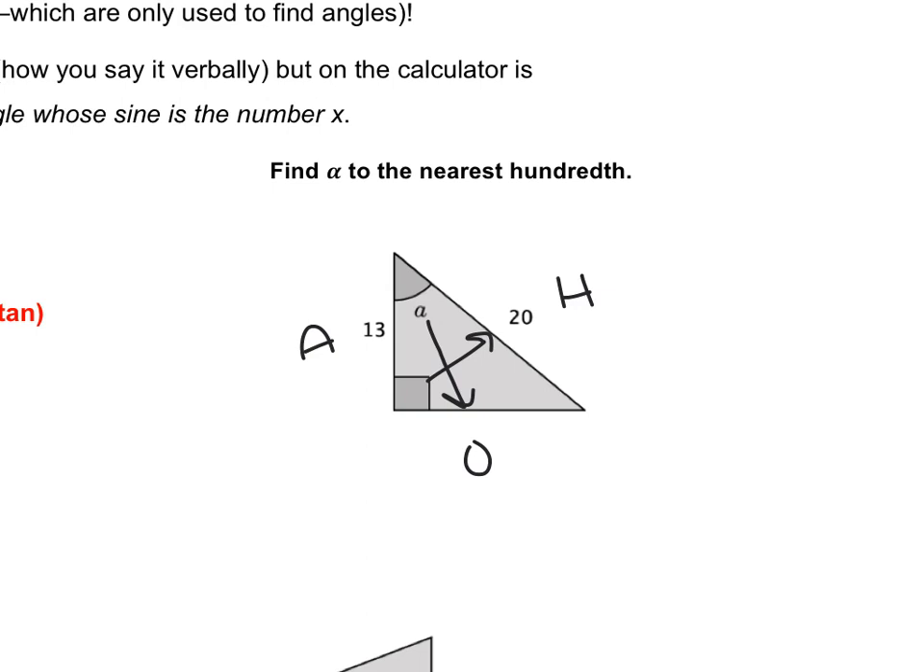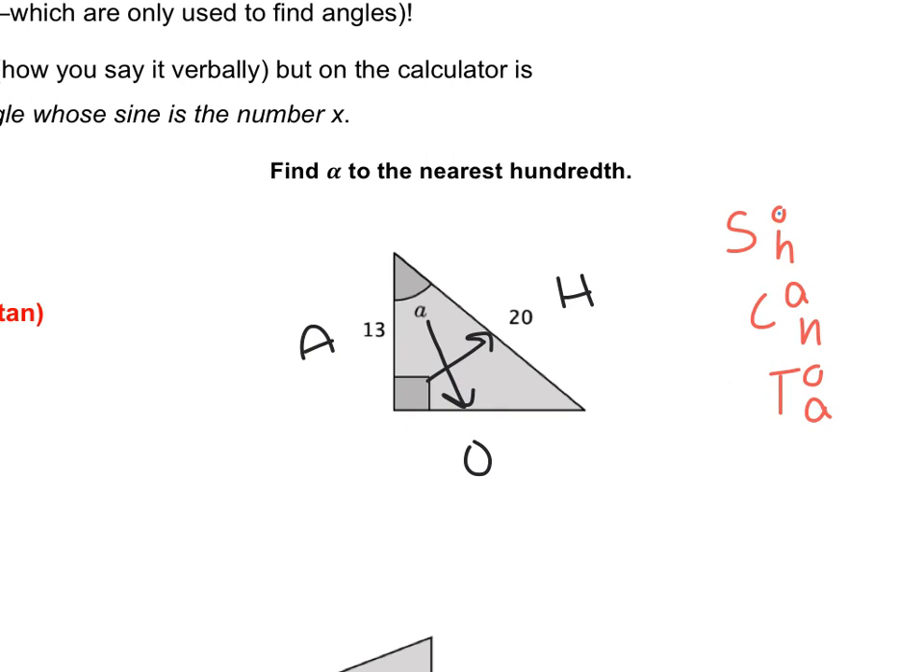So what I like to do when I want to figure out whether I'm doing sine, cosine, or tangent is I always go to the side of my paper and I write SOHCAHTOA. Because I know sine is opposite over hypotenuse, I know cosine is adjacent over hypotenuse, and I know tangent is opposite over adjacent. So I go through it one by one.